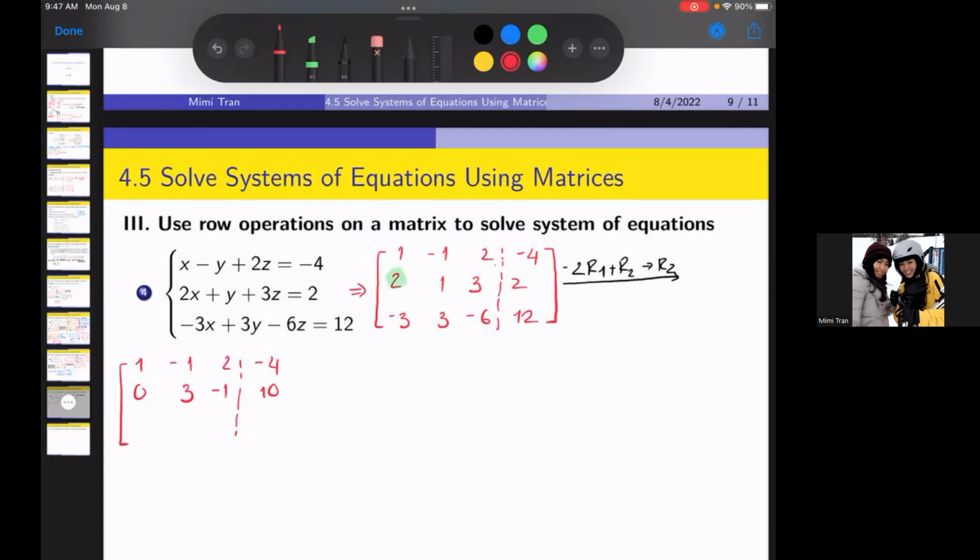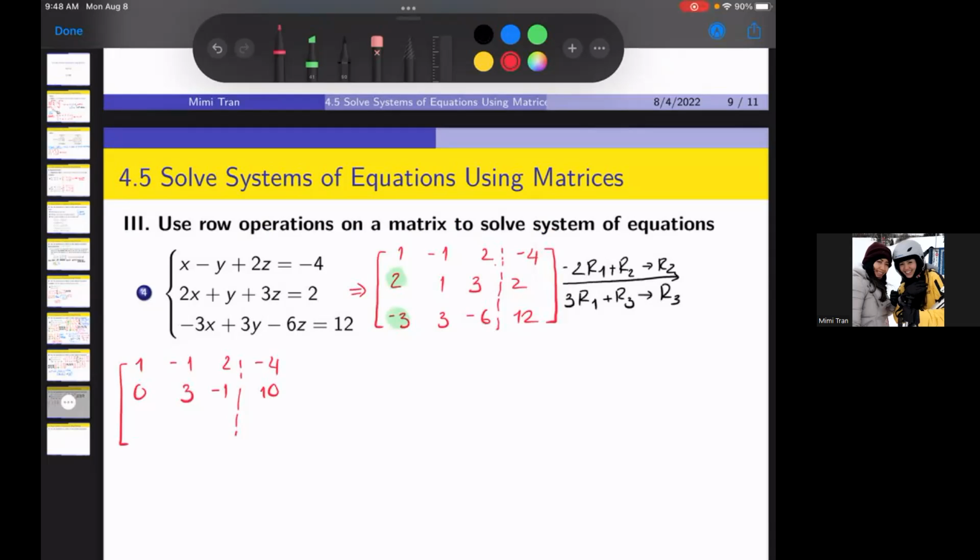All right, the third row, I need to make this 0. Anyone else? Josh, you want to give it a try? Good, I need a 3, right? So 3 times which row? No, the third row is the one I want to get rid of. Yeah, first row. So 3 times R1, add to R3, give me new R3.